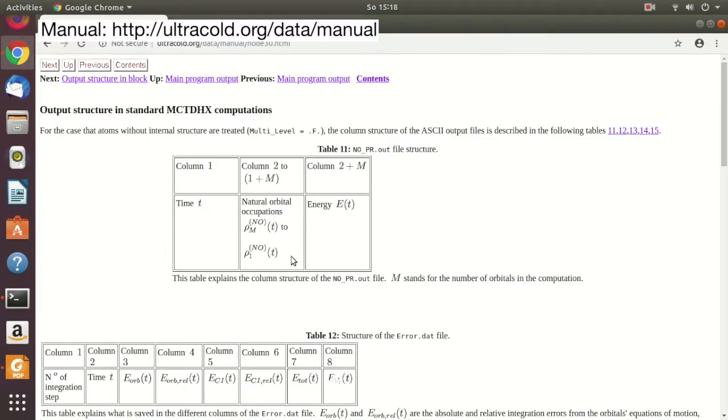We should note that the first orbital, which has the highest occupation, is placed at the second to last column, and the last orbital, which has the least occupation, is put at the second entry. And finally, the last entry is the energy at that particular moment.